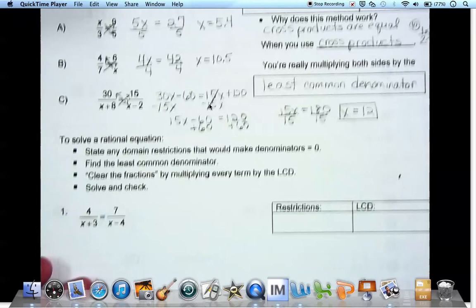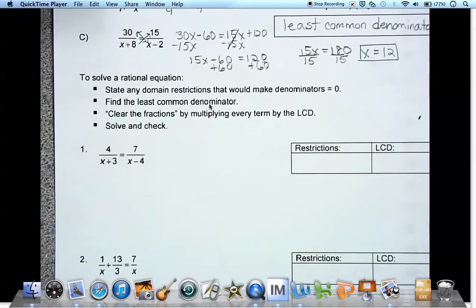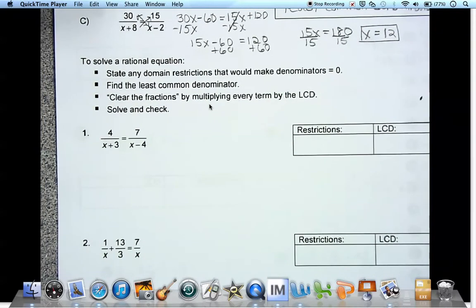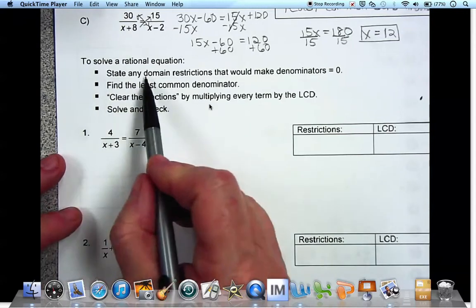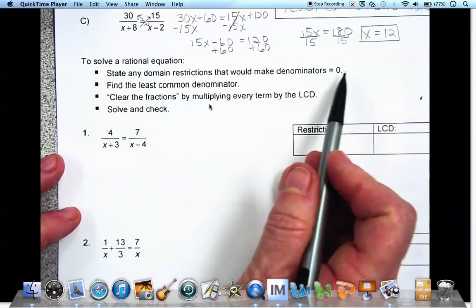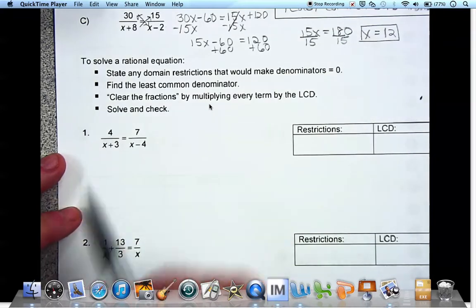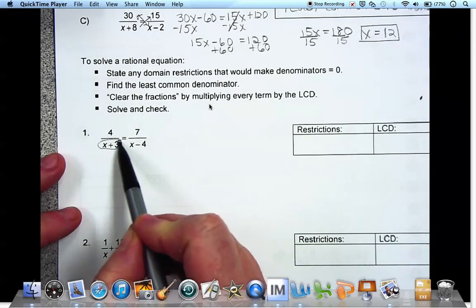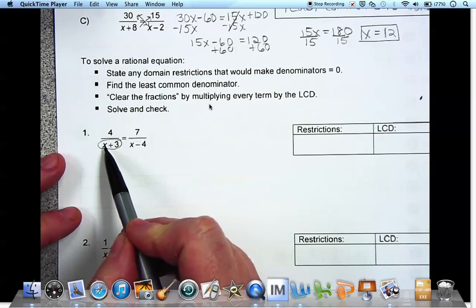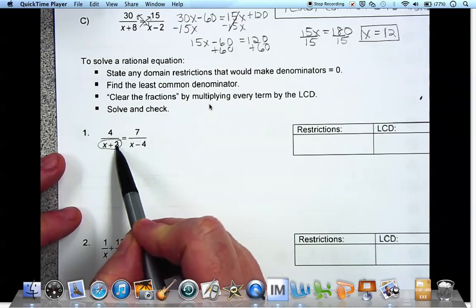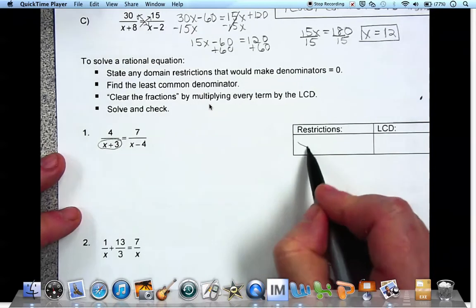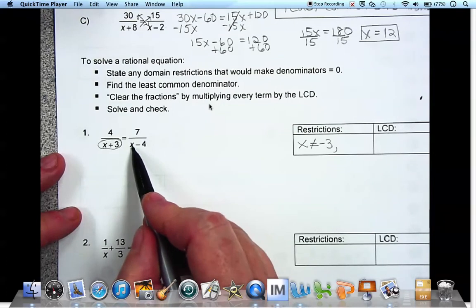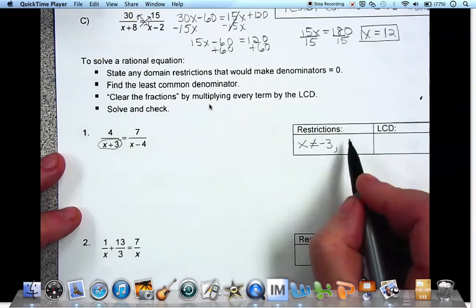Okay, so we're going to use cross multiplication whenever we can. For example, in number 1, we're going to use cross multiplication. But we do have to worry about one thing. It says state any domain restrictions that would make the denominators equal to 0. Okay, so what number could we put in here for x that would make this denominator equal 0? Well, if we plug in -3, then -3 plus 3 would be 0, and we are not allowed to divide by 0. So we're going to say that x cannot equal -3. Then in this denominator, if we plug in 4, 4 minus 4 would give us 0, so x cannot equal 4.